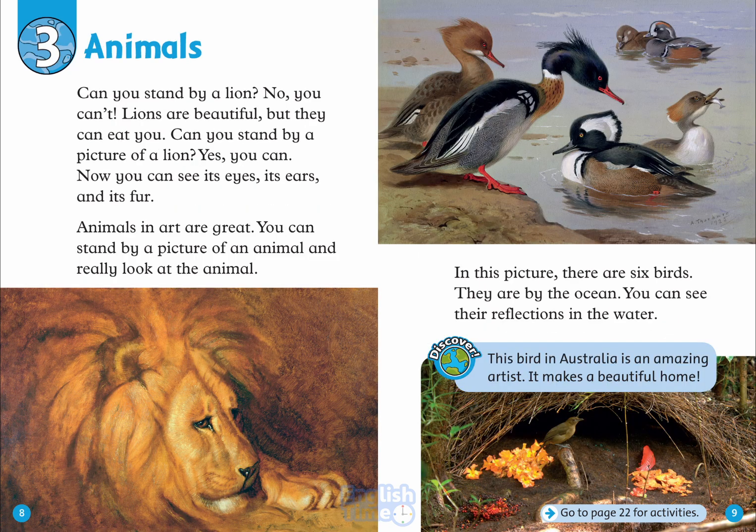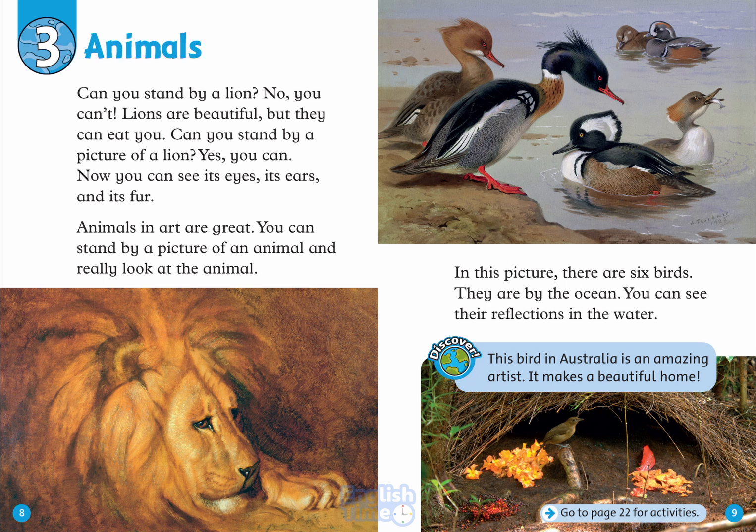Chapter 3. Animals. Can you stand by a lion? No, you can't. Lions are beautiful, but they can eat you. Can you stand by a picture of a lion? Yes, you can. Now you can see its eyes, its ears, and its fur.